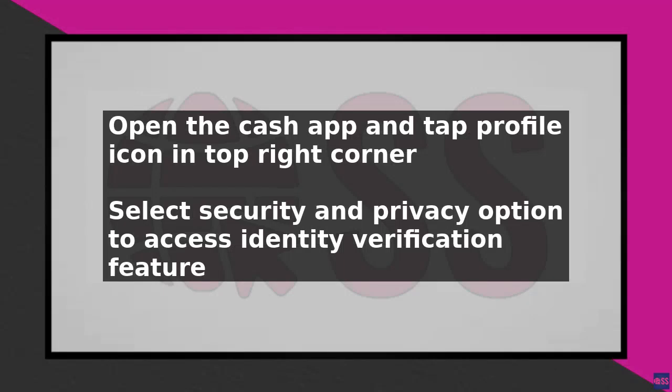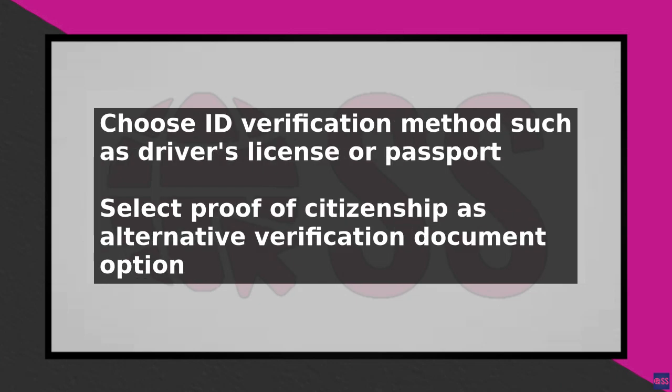To verify your identity on the Cash App, start by opening the application. Once open, tap on the profile icon located in the top right corner. Then scroll down and select the Security and Privacy option. This will allow you to access the identity verification feature.